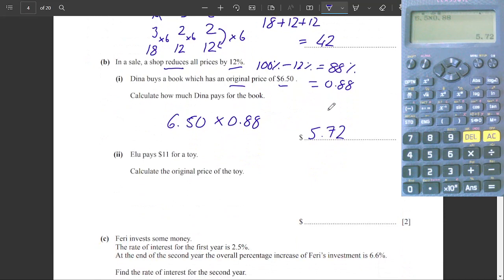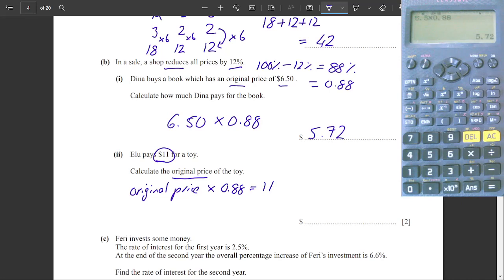Question 2b part 2 though, we are working backwards. It tells us what Elu pays and they want to know the original price. So here is where we took the original price and we multiplied it by 0.88 to get the new price, which in this case is $11.